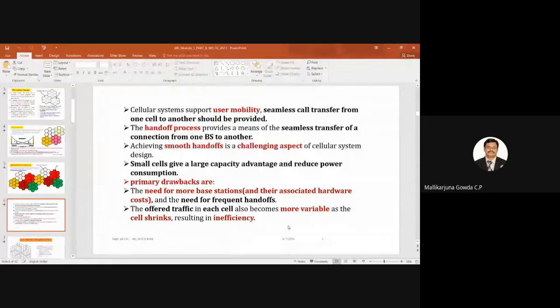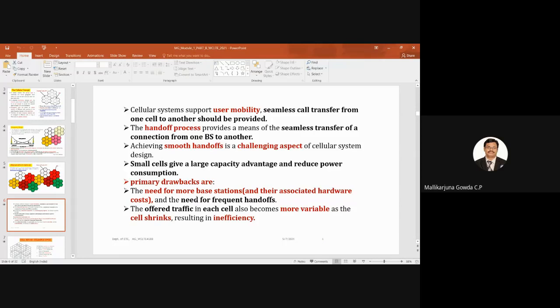Small cells will give a large capacity advantage and reduce power consumption. But providing a smooth handoff is a challenging task when the cell size is small. So the drawbacks are that there will be a need for more base stations, right? As I reduce the cell size, I need more base stations to cover the entire geographic area. More base stations means the base stations along with their associated hardware cost will also become more.